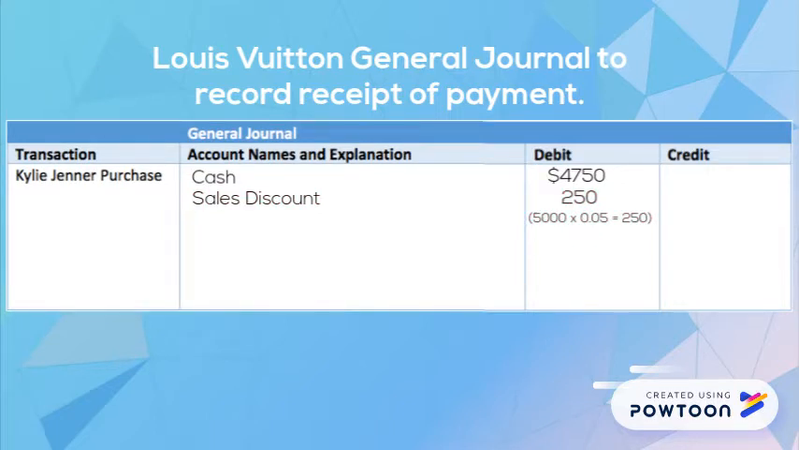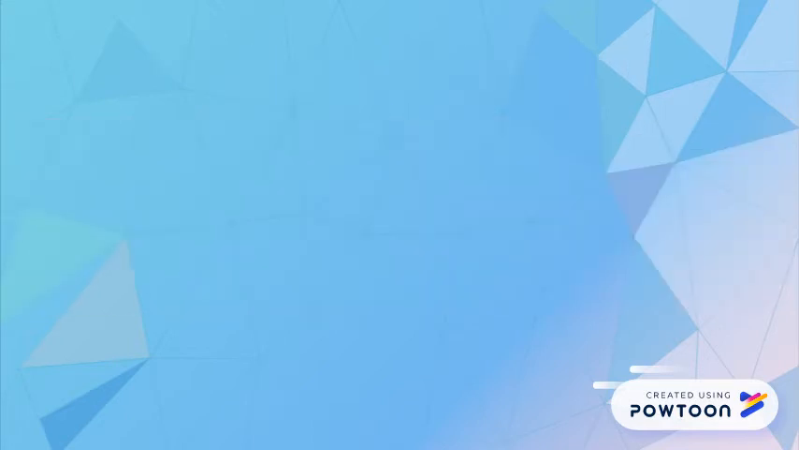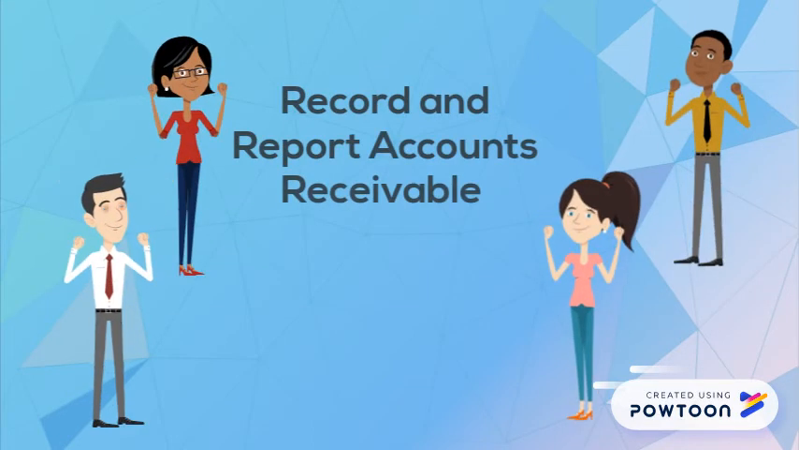Louis Vuitton would finally credit the $5,000 on accounts receivable as the $5,000 that has been owed has now been paid. And that's how we record and report accounts receivable.